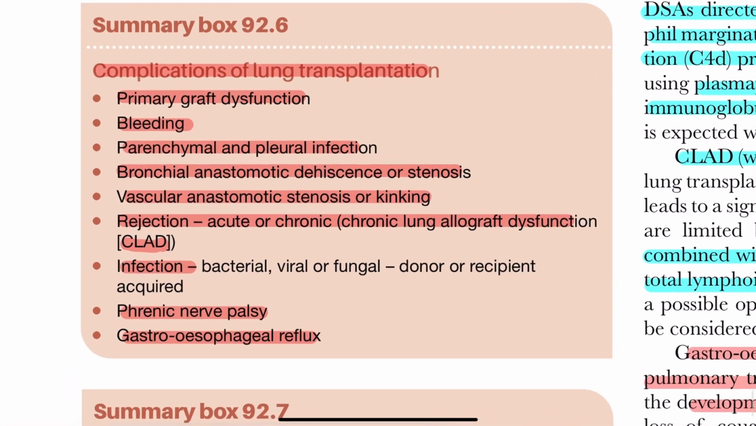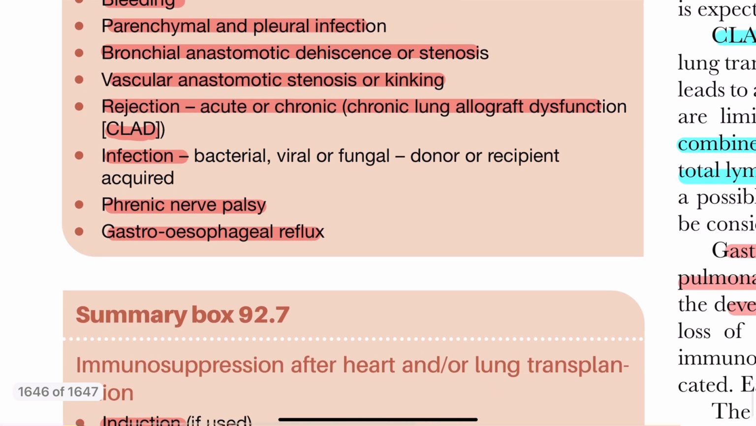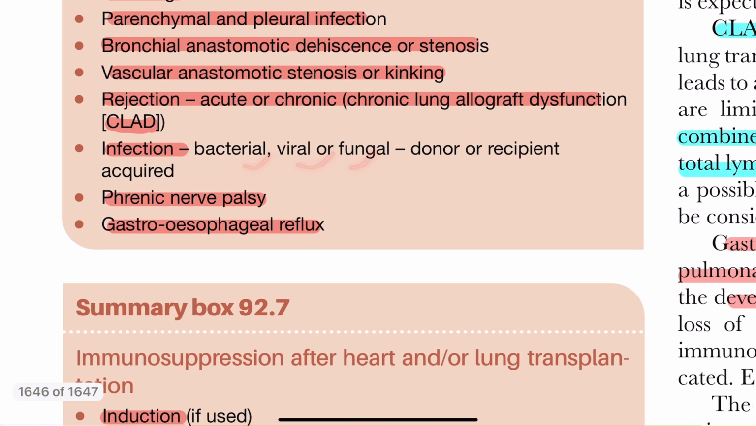So complications of lung transplant are primary graft dysfunction, bleeding, parenchymal and pleural infection, bronchial anastomosis dehiscence or stenosis, vascular anastomosis stenosis or kinking. Rejection, acute and chronic lung allograft dysfunction, CLAD. So this is also an MCQ, CLAD. Then infection can be bacterial, viral and fungal, and phrenic nerve palsy, important. And gastroesophageal reflux disease.